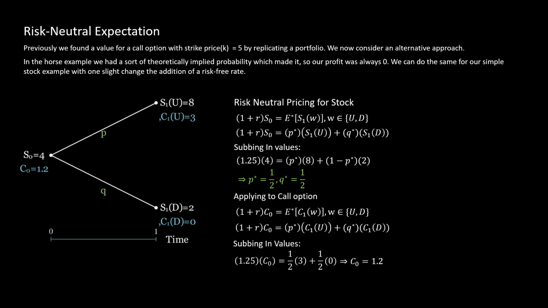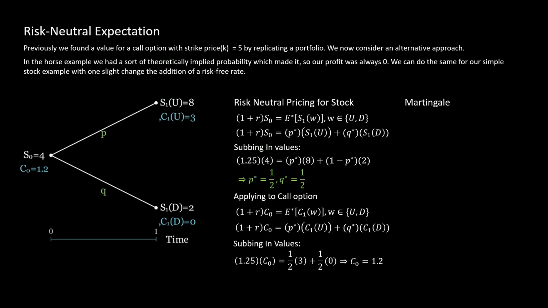This concept is really important, and it is the exact way we are going to derive Black-Scholes. The only difference being we're going to have a more complicated stock graph. So what we did is we calculated the probabilities from our stock, setting the expected value of the stock equal to the risk-free rate. We then use this to get the value of our call option at time 0 using the risk-neutral probabilities.